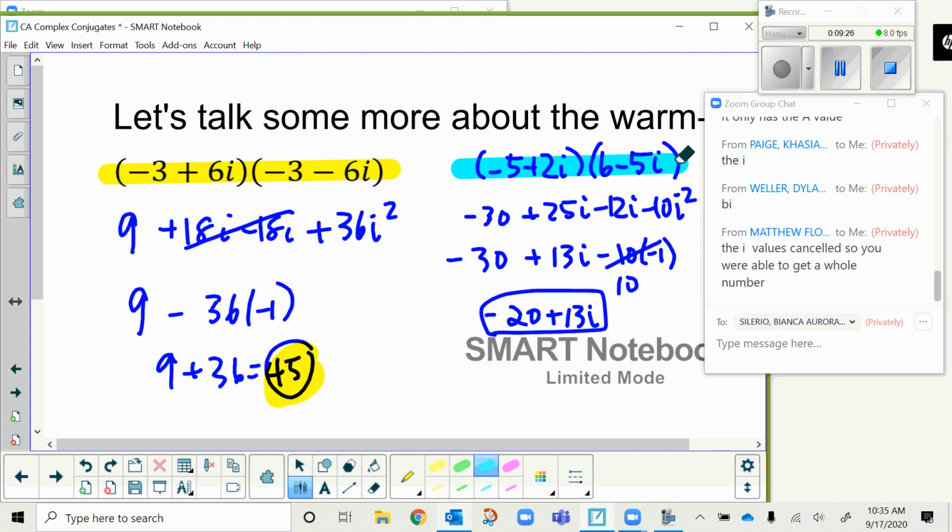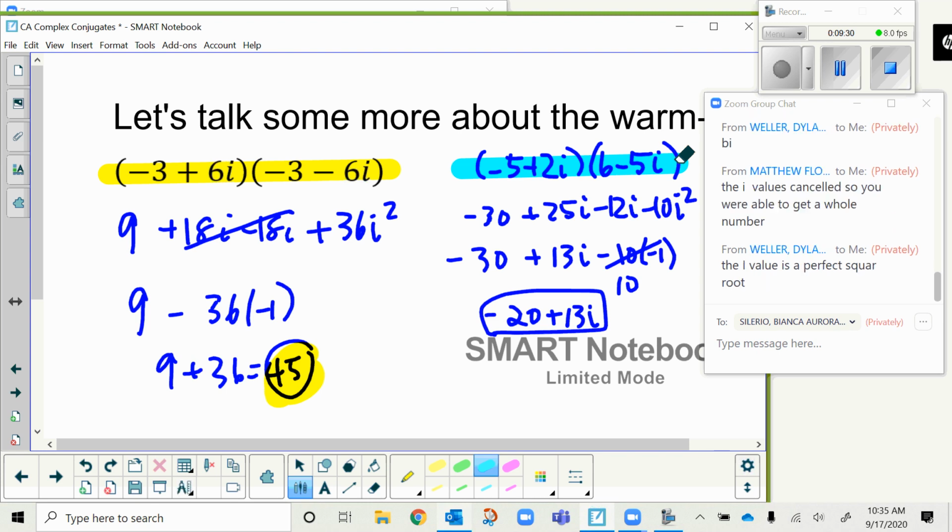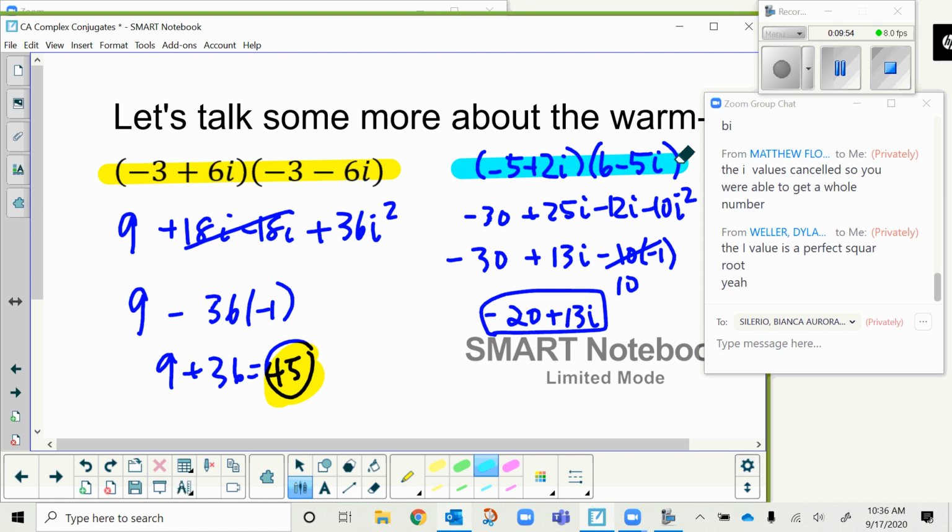So compare the 2 original problems together, the highlighted yellow one and then the highlighted blue one. The I value is a perfect square root. I think I know where you're going with that. I think you're saying the I values look like the same, right? Is what you're saying? They were both 6i. What else is the same about these 2 things on the left?